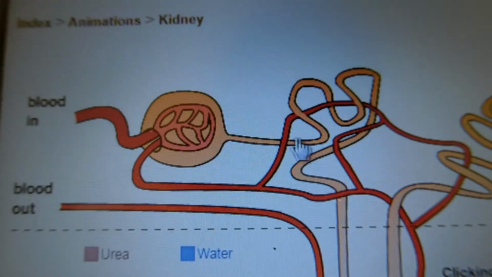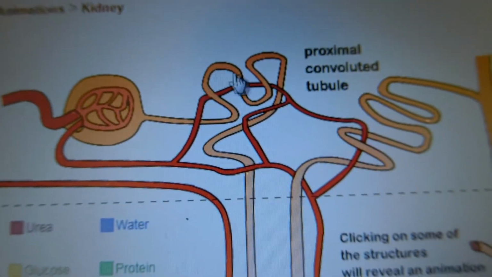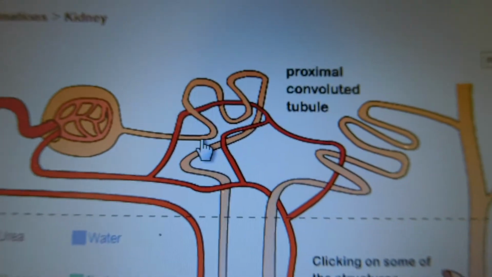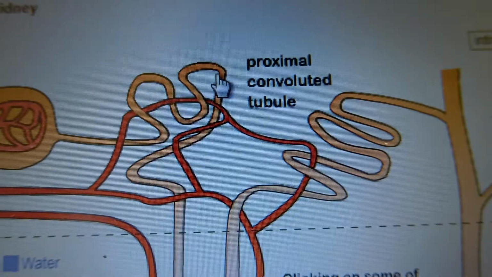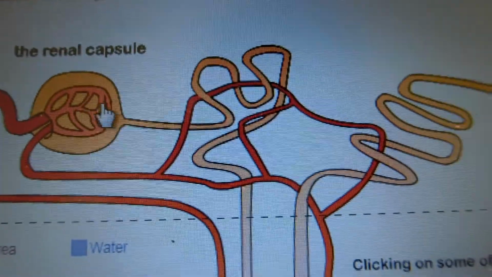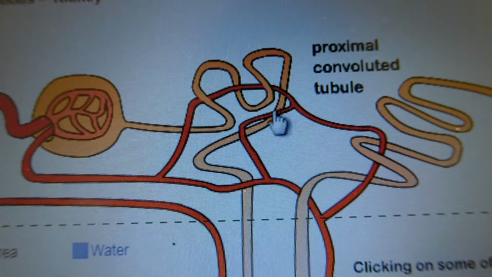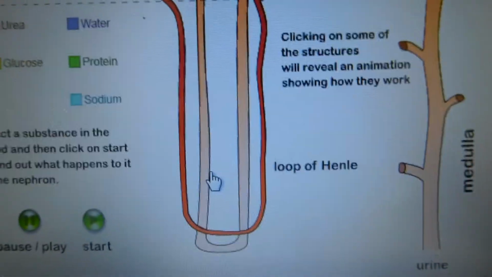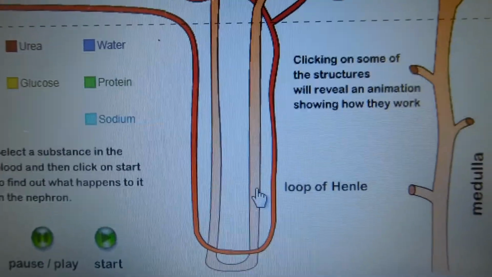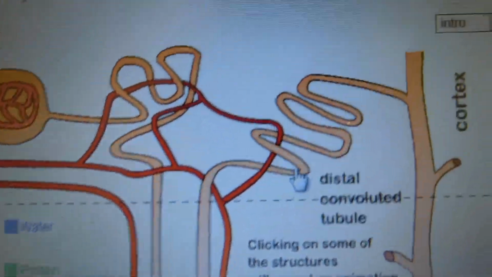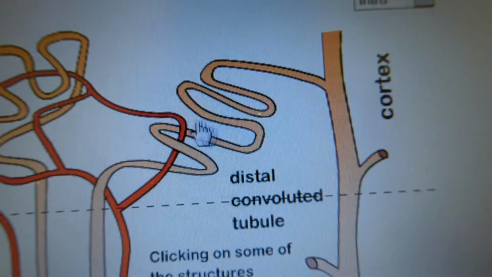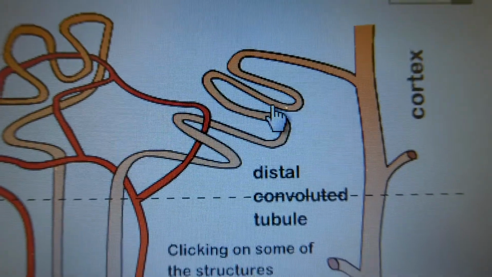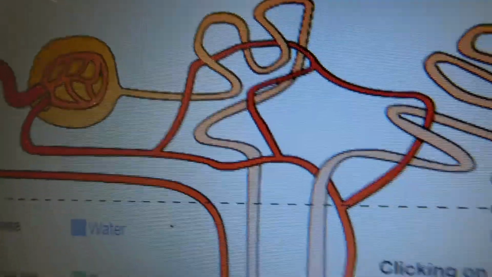As it goes down further from the Bowman's capsule, this first part where it's very windy and long is called the proximal convoluted tubule. Proximal means that it's in close proximity to your Bowman's capsule. As you go down further, you see this U-shaped tube, and this is your loop of Henle. As you go up further, you encounter another region of convolution. This is your distal convoluted tubule, distal meaning that it's further away from your Bowman's capsule.